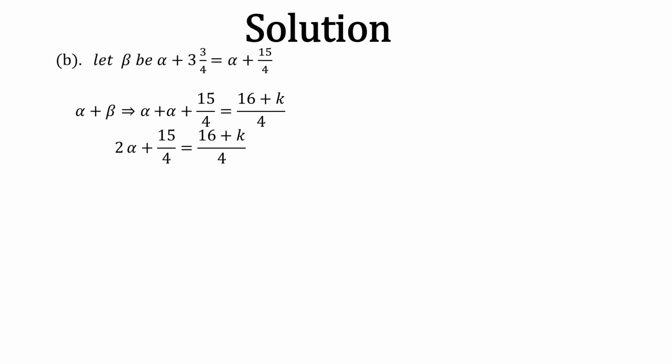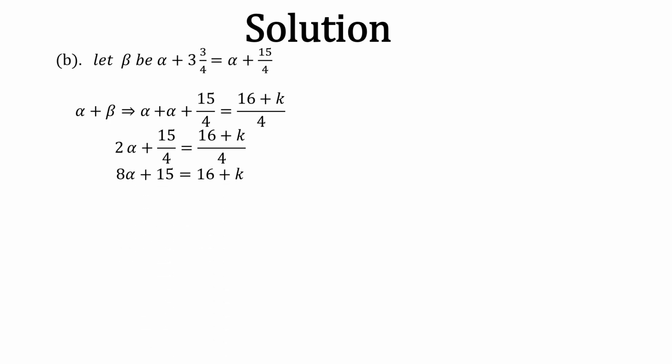Now we can see some fractions here and there. So what do we do? Let's clear the fraction by multiplying through by 4. The 4 being the denominator of (16 plus k) over 4 will go away. The same for 15 over 4. But the 4 multiplied the 2a to get 8a, plus 15 is equal to 16 plus k.